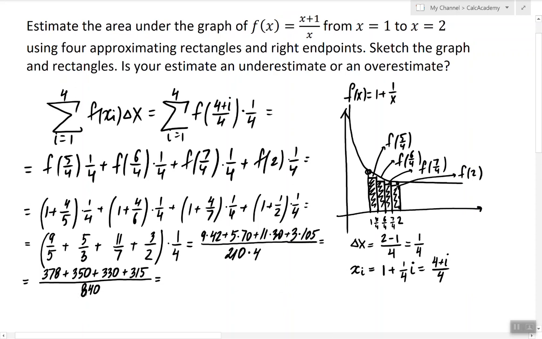So 378 plus 350 is 728. 330 plus 315 is 645. And finally, 728 plus 645 is 1373.